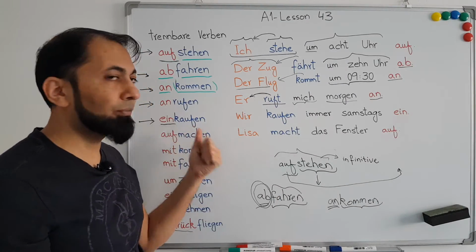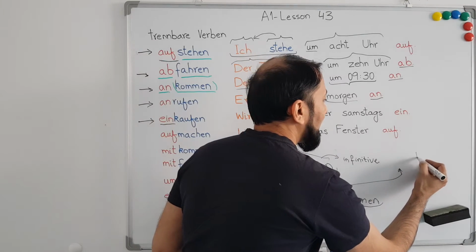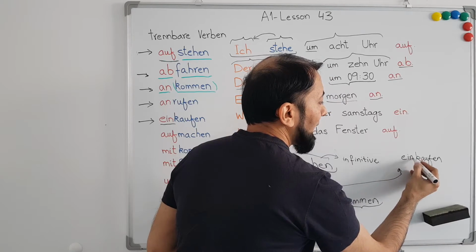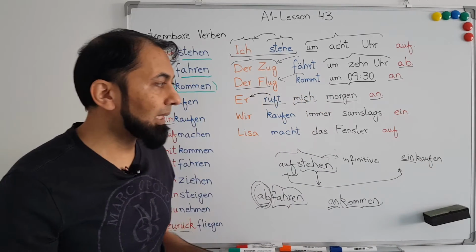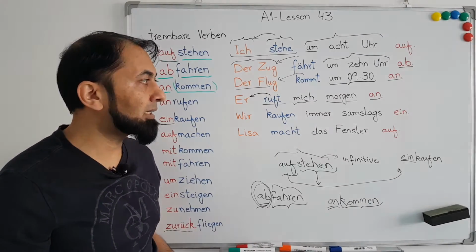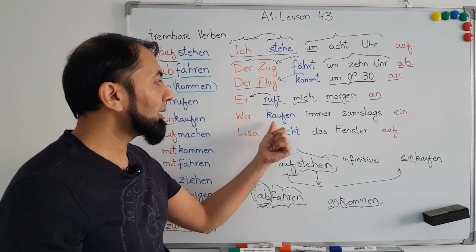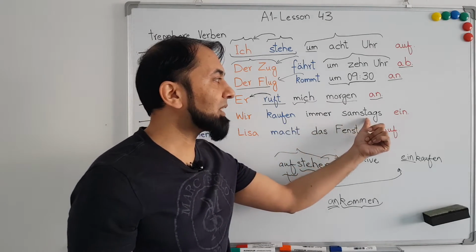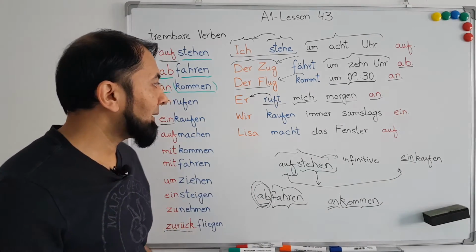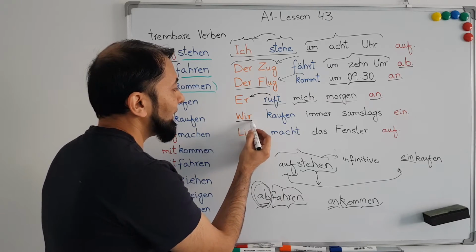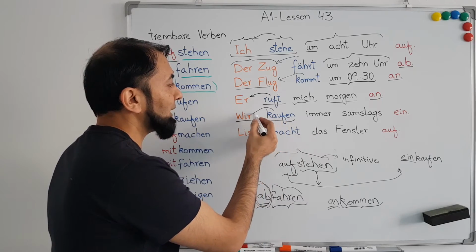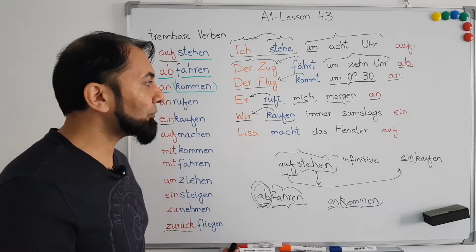Next is einkaufen. So far we know that kaufen means to buy, and if I use a prefix ein in front of the verb kaufen, it will become einkaufen, and it means shopping. Wir kaufen immer samstags ein. We always shop on Saturdays. Now again, wir is the subject of the sentence, and the verb kaufen, if conjugated with respect to the subject wir, remains kaufen.